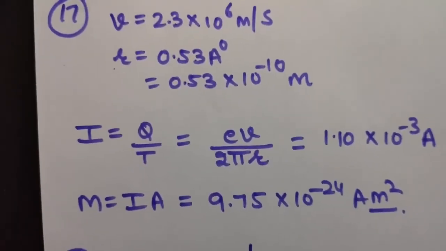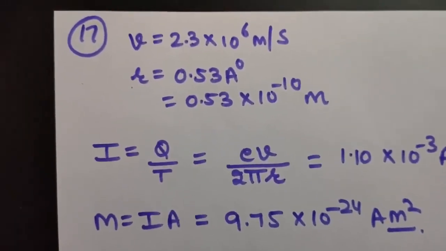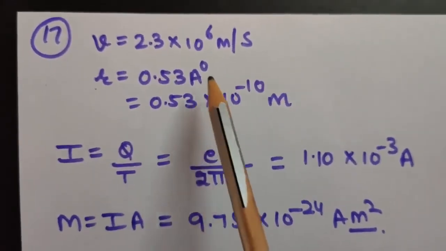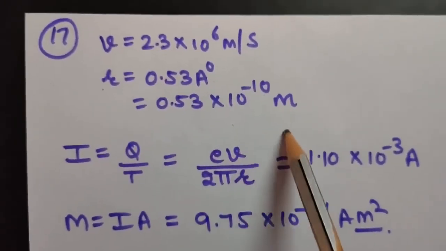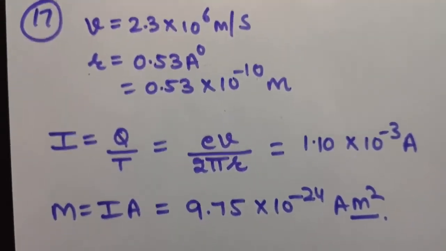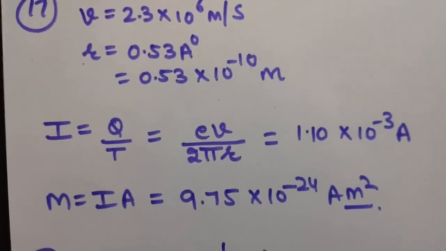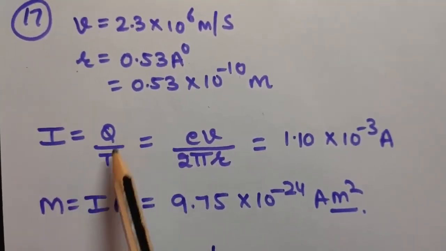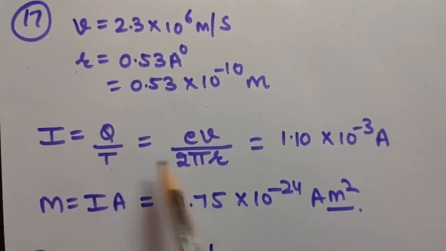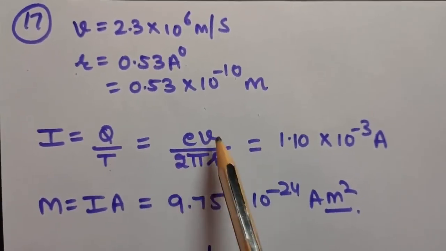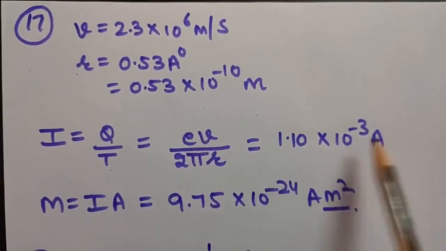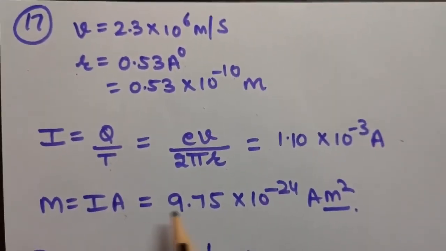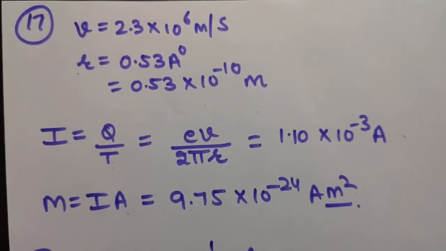Okay, so question number 17 says the electron in a hydrogen atom is moving with this much speed and this much radius. Angstrom means 10 to the power minus 10 meter. Then you have to calculate the magnetic moment of the revolving electron. So the formula of magnetic moment is IA. For that we need to calculate current, which is Q by T, and time is nothing but distance upon speed. So we have everything: e, v and r. So calculate current from here. Then put the value of current and area, that is pi r square, here. You will get this value of magnetic moment.